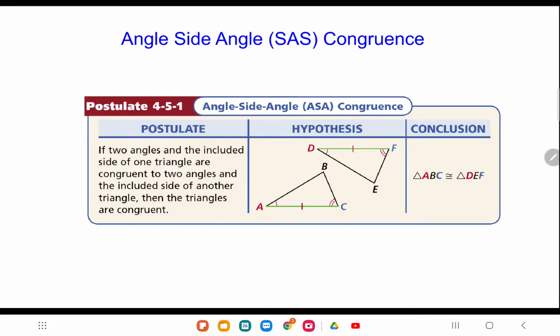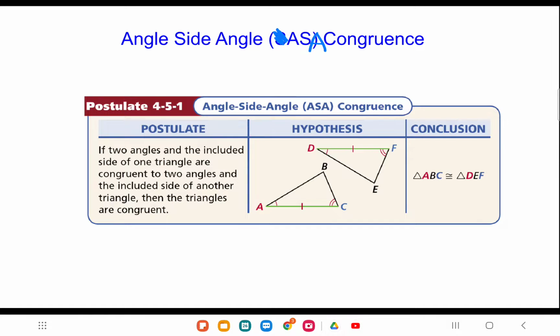Our next congruence, and this should be ASA, not SAS, it should be ASA congruence, angle side angle. If two angles and the included side of one triangle are congruent to two angles and the included side of another triangle, then the triangles are congruent. So you'll notice here that I have A and C with the included side AC. I have D and F, the included side DF.